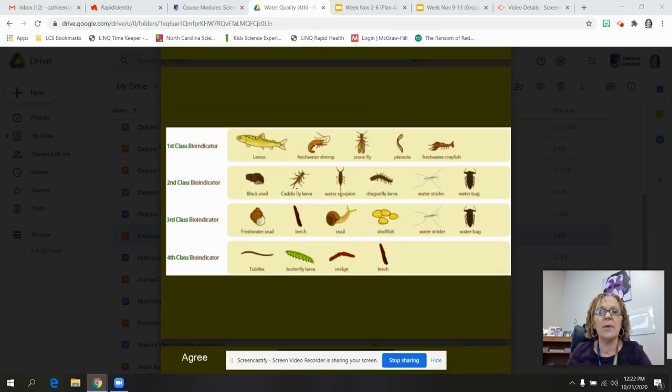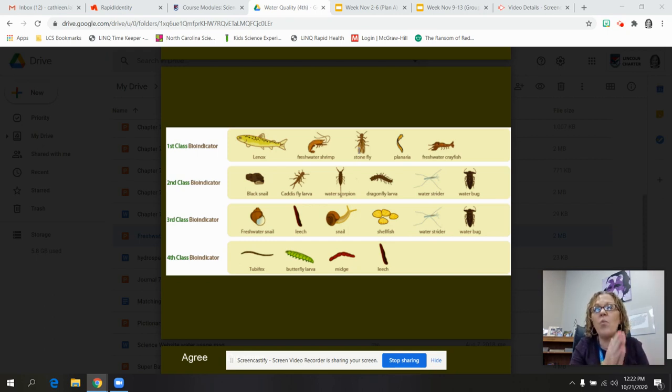Okay, so here are some of the good bioindicators. Let's take, for instance, the freshwater shrimp or the stonefly. The stonefly is very common actually in this area of North Carolina, in our North Carolina waters. So if we find stoneflies in our water, that is a really good indicator that water is of high quality. It's pure, it's not polluted, it doesn't have a lot of pollutants in it, it's got good dissolved oxygen levels, there's not too much algae in it, the water temperature is just right. That's what we want, okay?